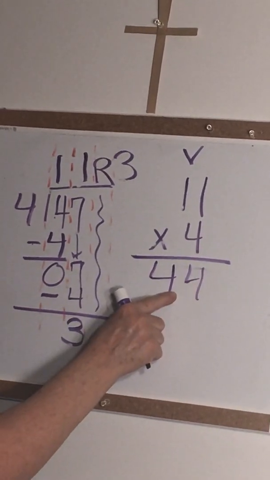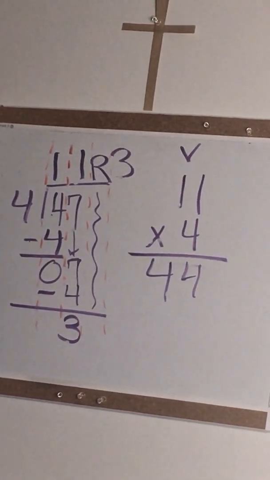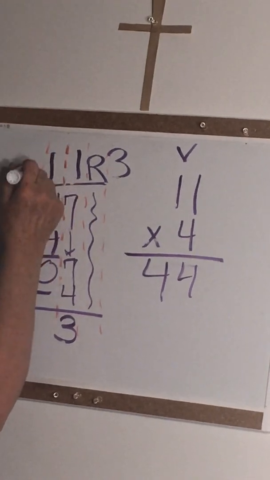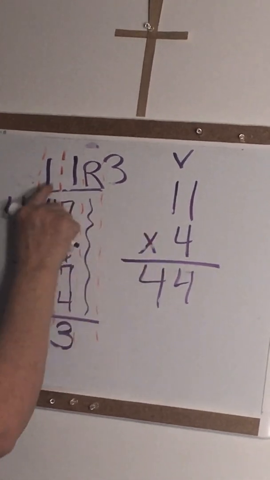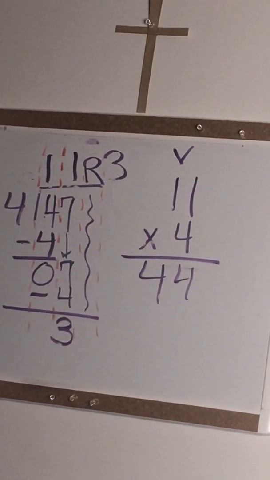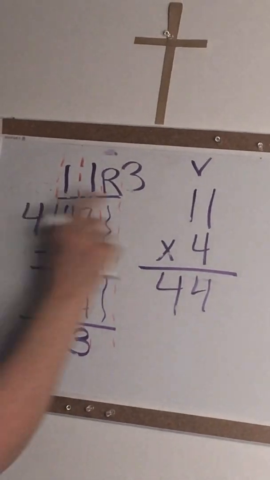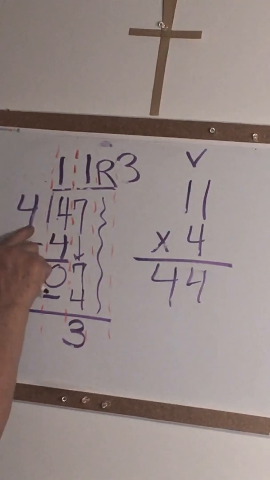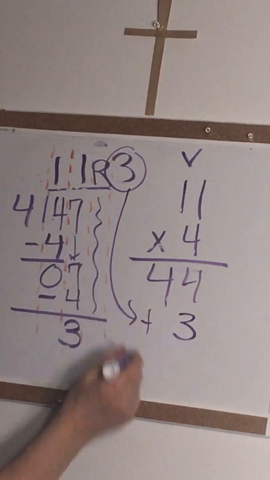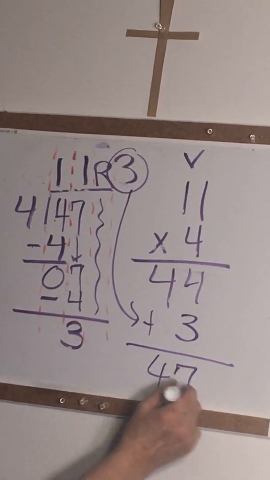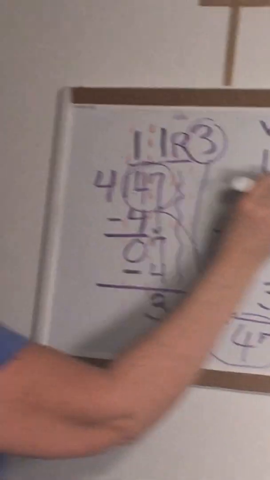So 44, and then what you do with that remainder, you add it. You don't multiply it, you add it. So these two, I times, and then I add the remainder. So we had 11 times 4. What am I doing again? I'm checking to see if I did this problem correctly. This is just a check. So 11 times 4 equals 44 plus 3, because that's my remainder, equals 47. Is that the number inside the house? Yep. So it checks. It's good.